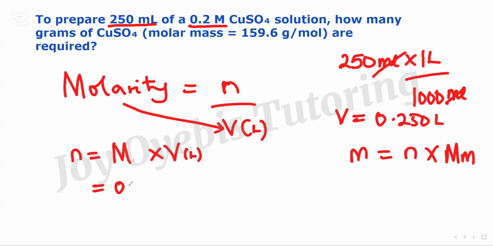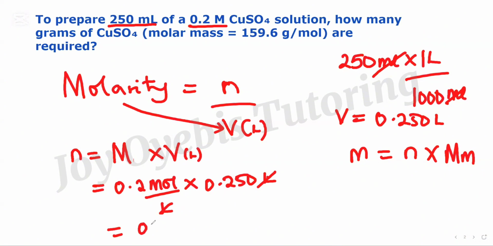And the molarity given to us is 0.2 moles per liter. Remember that capital M is the same as molarity. So moles per liter is the unit for molarity. And the volume, as we have converted, is this. The liters we cancel out, and the final answer here would be 0.2 times 0.25. That gives me 0.05 mole. So now we have the mole.